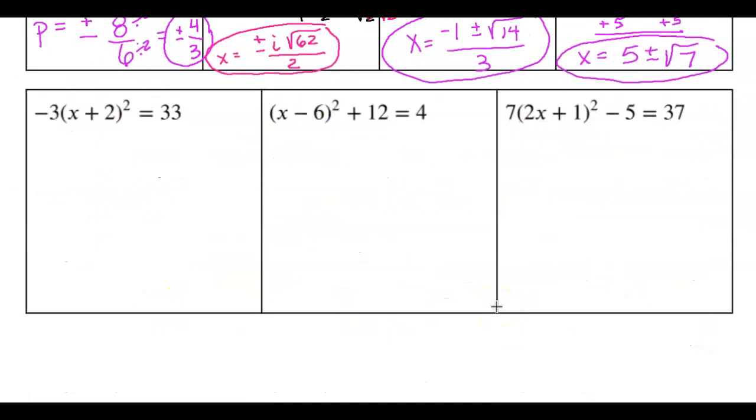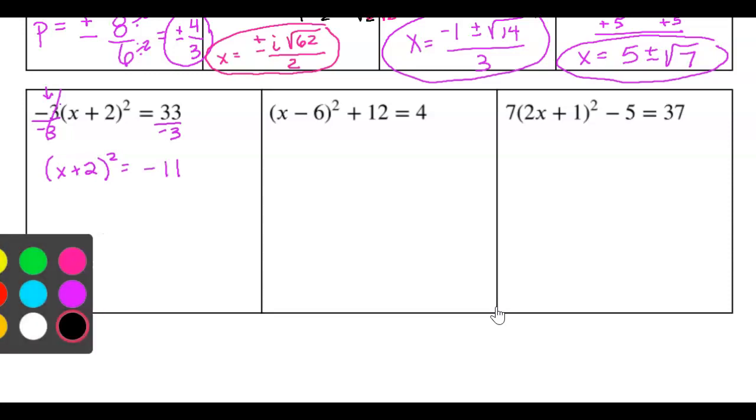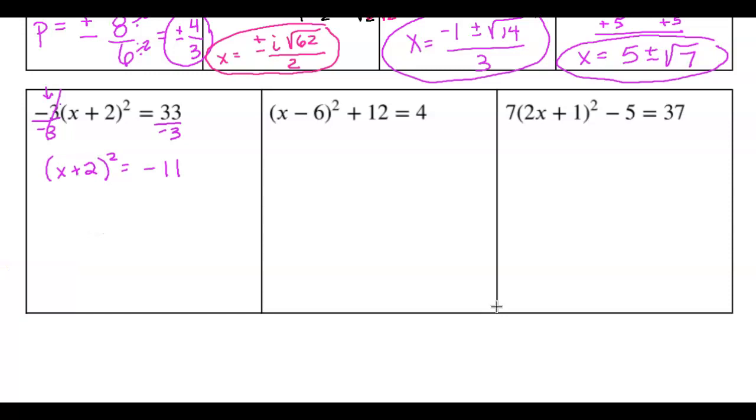So let's keep going. Well, here's a parenthesis. I need to move this negative 3. So we can divide because it's being multiplied. So we get x plus 2 equals negative 11. Well, since we have a squared, I can take the square root of both sides. X plus 2, and then I have plus and minus. Remember, anytime I had a negative under the root, I'm going to take out an i. So I can do that now.